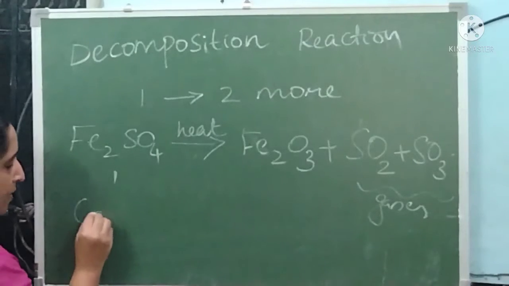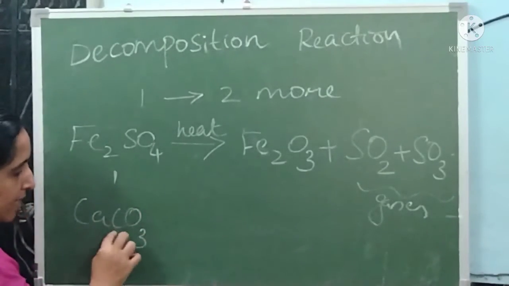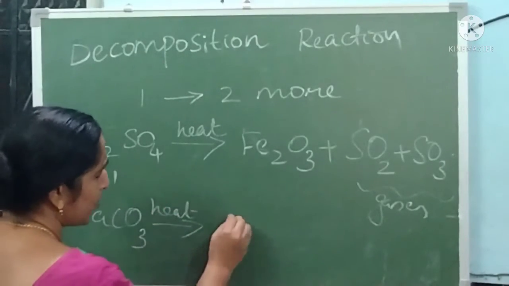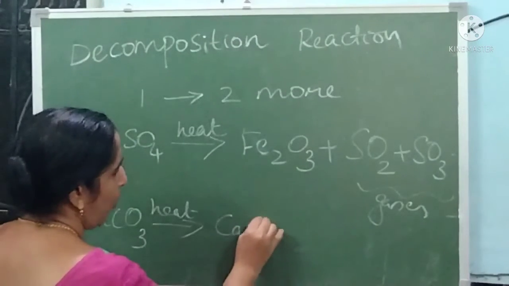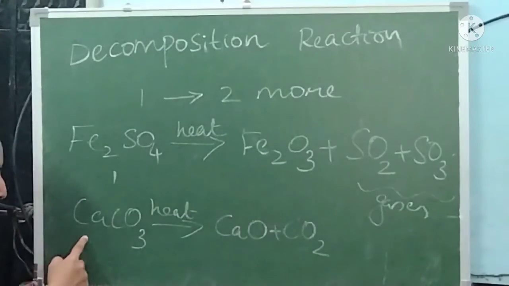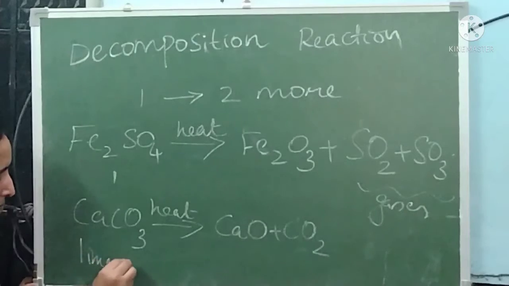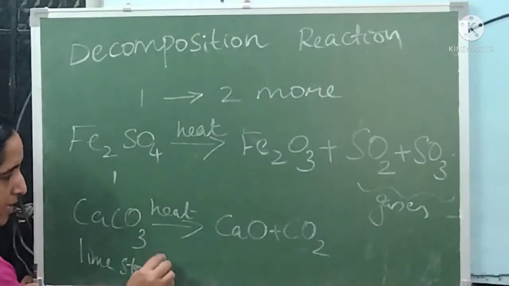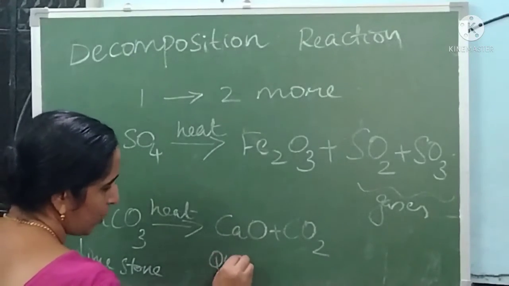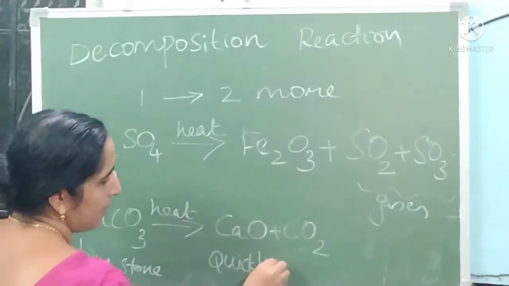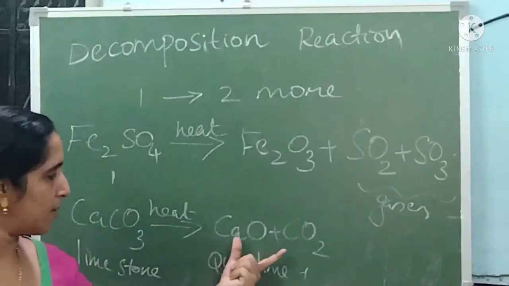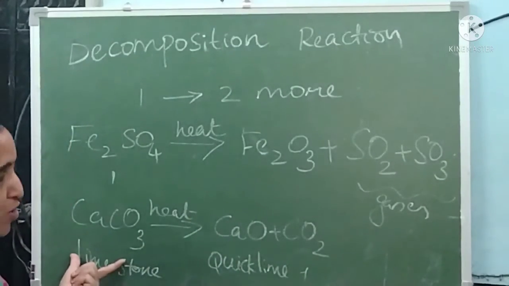And the second one is CaCO3. CaCO3 is called calcium carbonate. Calcium carbonate also reacts with the help of heat to form calcium oxide plus carbon dioxide. CaCO3 is called limestone. Limestone reacts with heat to produce calcium oxide. Calcium oxide is called quicklime, and carbon dioxide gas. So here the reactant is 1 and the products are 2, hence it is also a decomposition reaction.